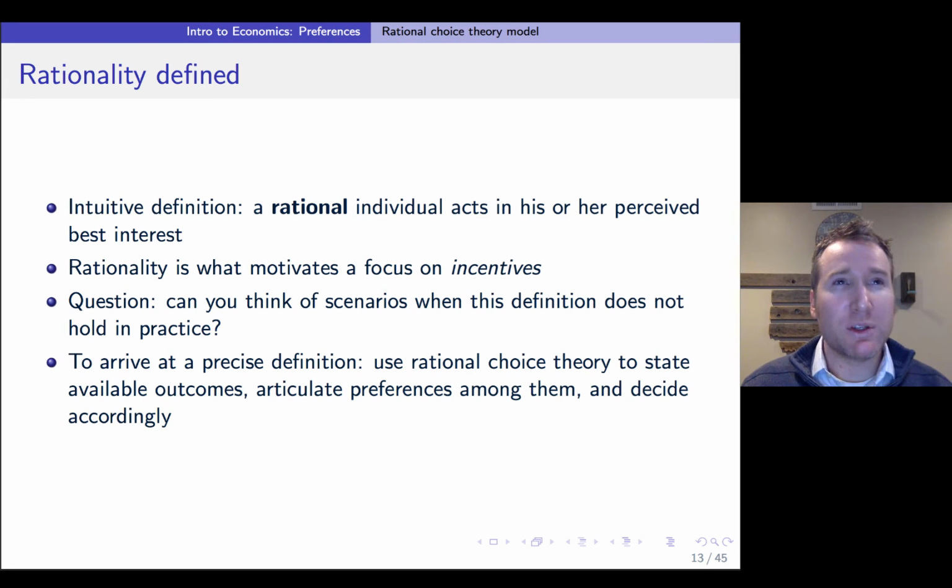But if we want to go from this sort of intuitive definition to one where we can actually build models, and preferably one where we can do some mathematical modeling, we need rational choice theory. And what it does is it states the available outcomes, articulates preferences among outcomes, and does so in a consistent way that is deemed rational.